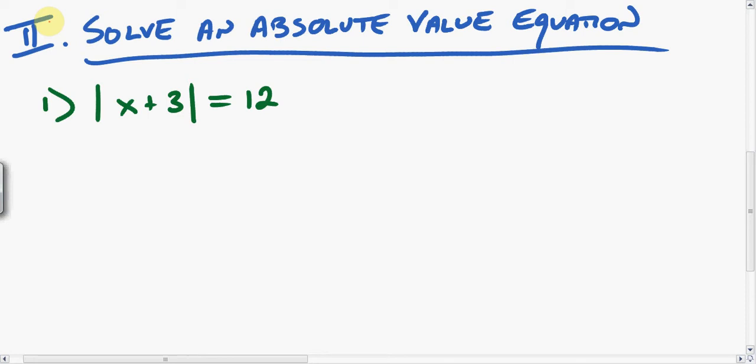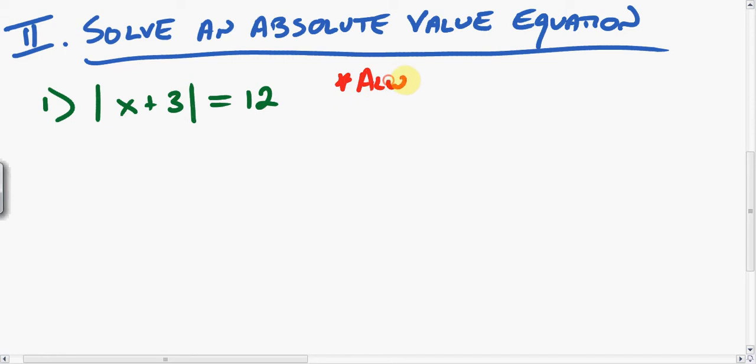This is section 1.7, part 2, where we're going to look at solving an absolute value equation. If you remember in the previous video, I mentioned, I didn't show you, but I mentioned that inside your absolute value bars you can also have an expression that includes a variable. Before we just looked at just one variable, but now we have a full expression.